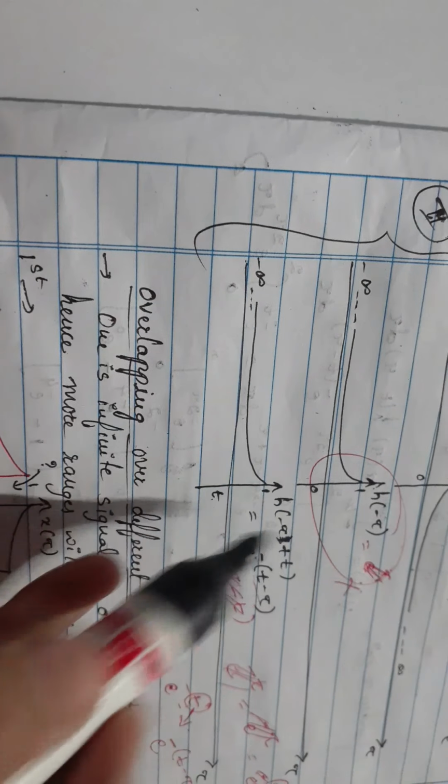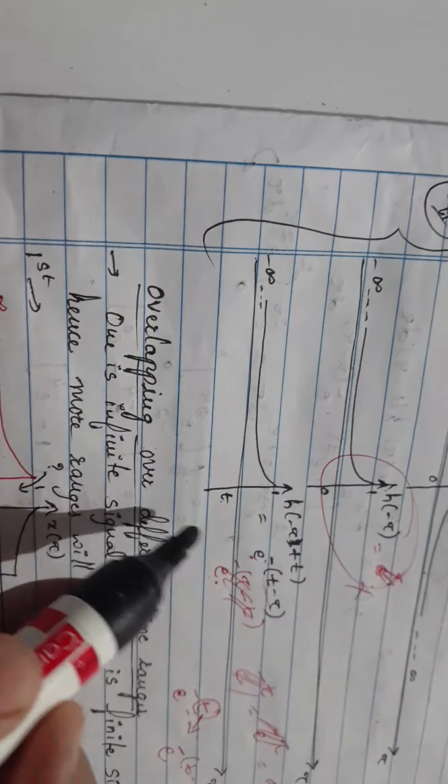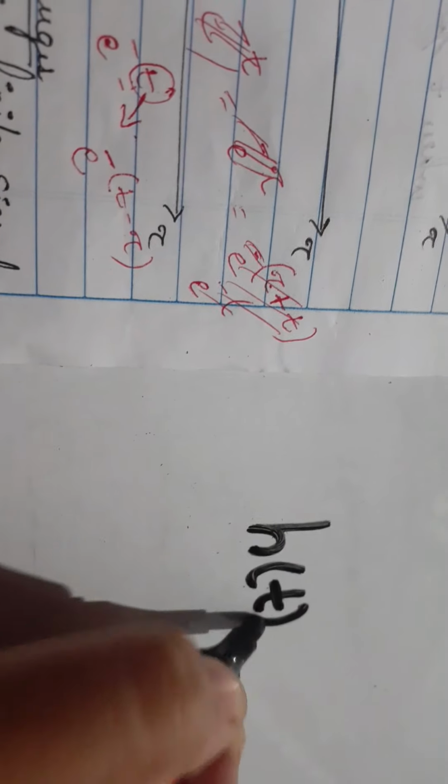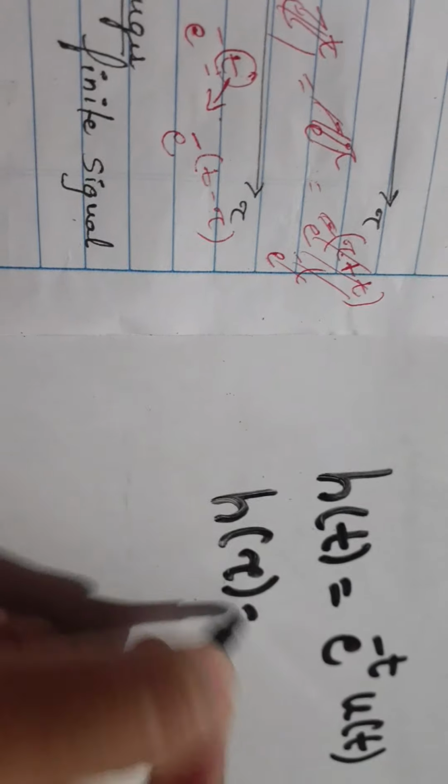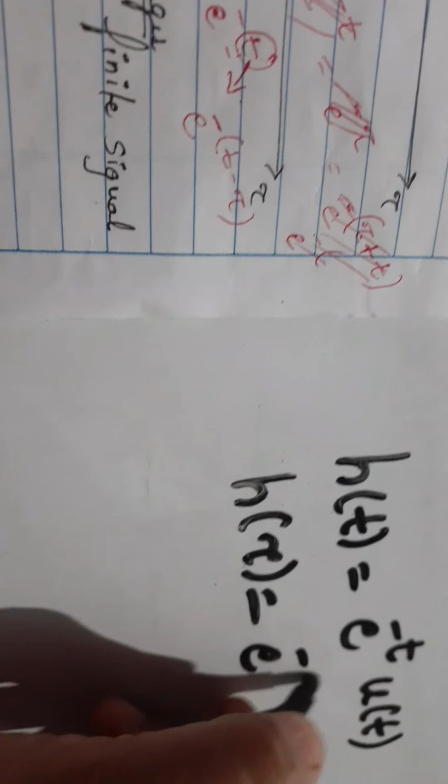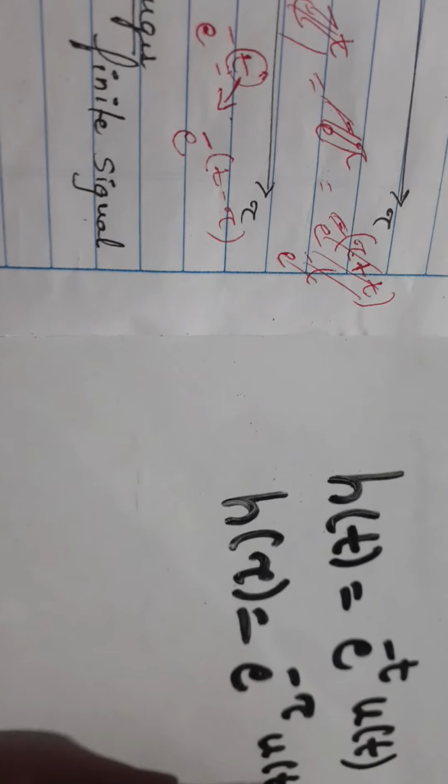So your h of t minus tau signal looks like this: minus infinity to, not 0, 0 plus t, so between minus infinity to t. And we know that h of t is e to the power of minus t u of t, and h of tau is e to the power of minus tau u of tau.